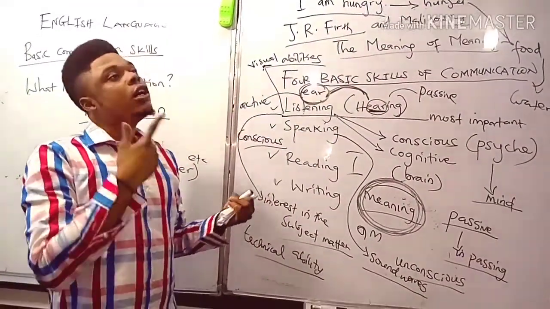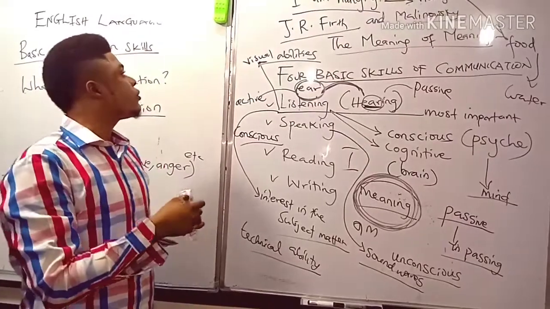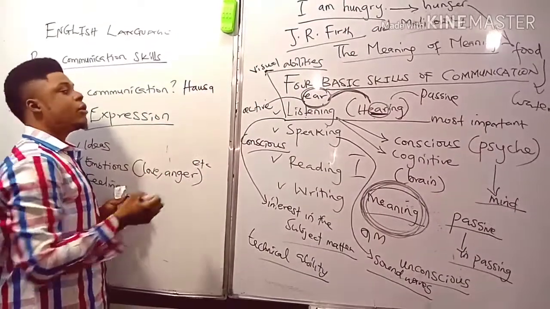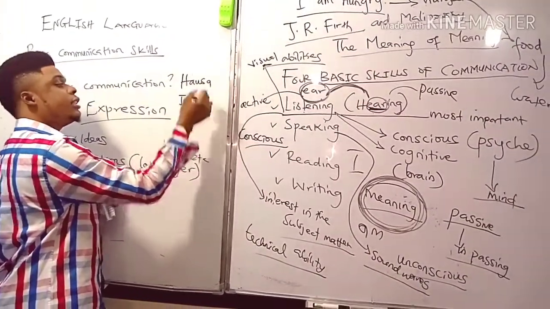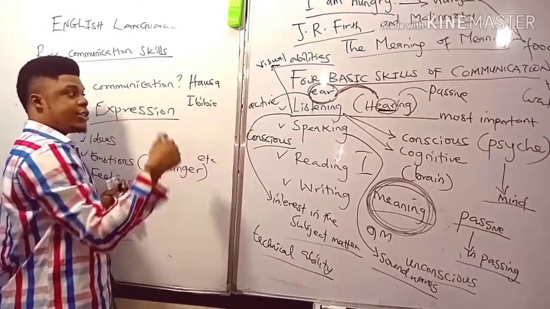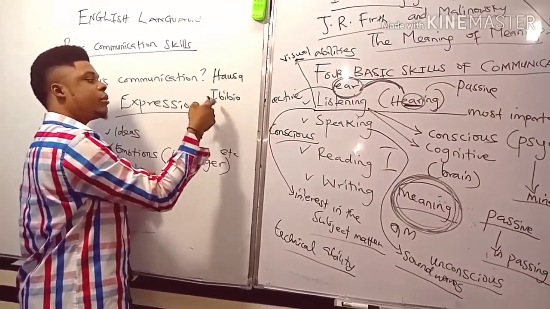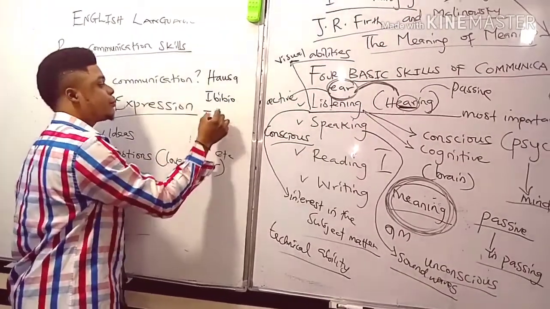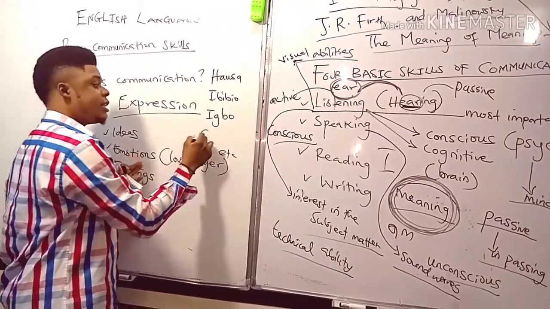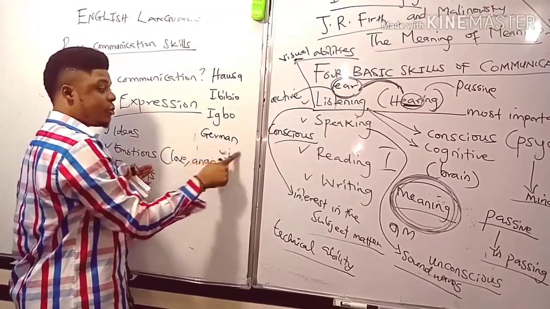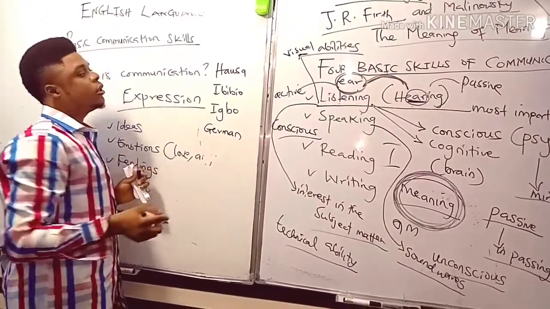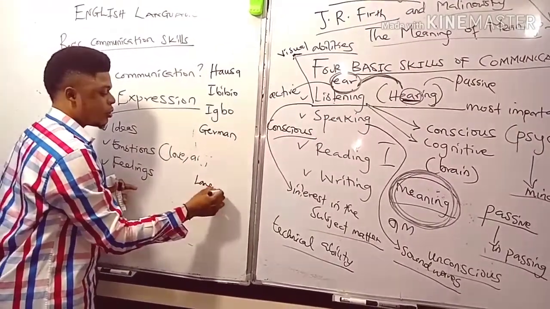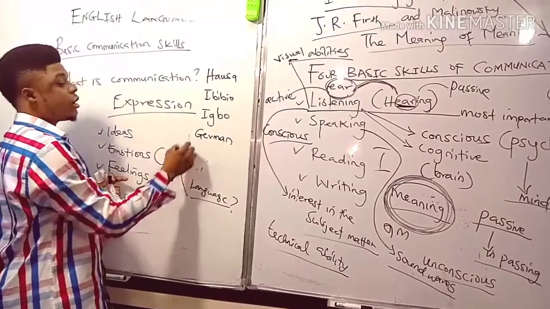Let's take a child, for instance. Let's say the father of the child is from Hausa, the mother of the child is from Ibibio. These are all native tribes in Nigeria. The father is Hausa, the mother is Ibibio. Then the maid, let's say the maid is Igbo. And the family stays in Germany. That means they speak German in the environment and in school. So what language do you think the child is going to speak?